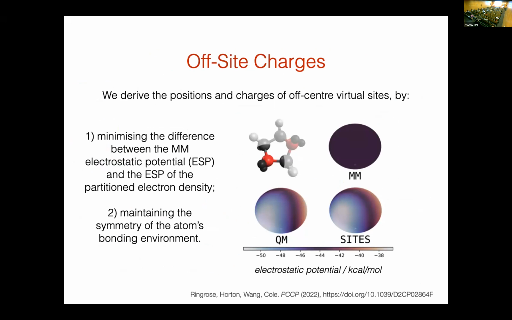Yes, good point. The charges and the positions of the virtual sites are fit to reproduce the quantum mechanical electrostatic potential. The second point here, which I skipped over, is that we do limit the search for where we put the virtual sites by maintaining the symmetry of the bonding environment. The easiest one to think of is halogens, where you only really need to look along the bond direction, in the sigma hole position. Okay, I have some more questions that I'll ask offline about that.